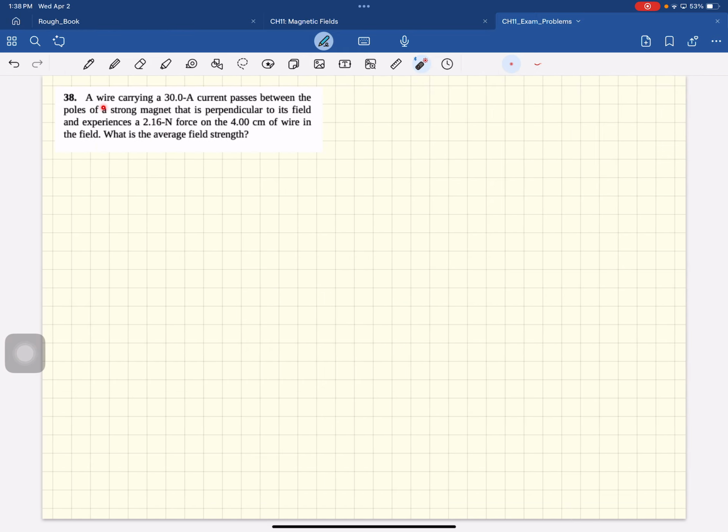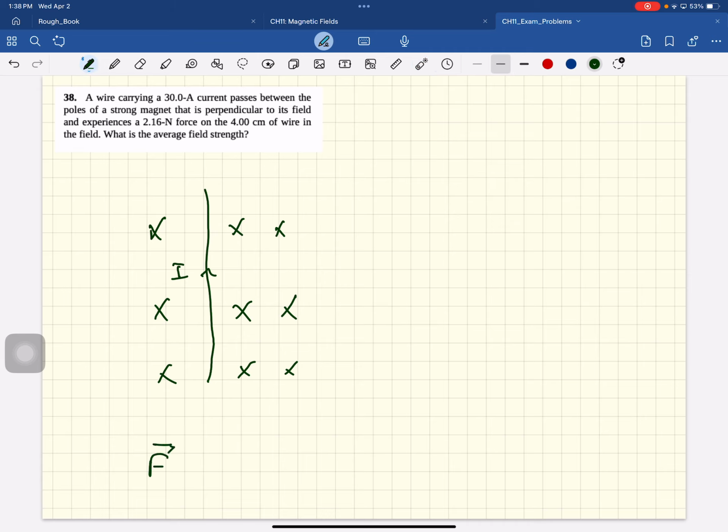Okay, this problem says a wire carrying a 30 amp current passes between the poles of a strong magnet that is perpendicular to its field. So let's say here's the field, and you have a wire carrying a current. What is the direction of the force on this wire? The force on the wire is given by I L cross B. L is the length of the wire, so L cross B, the force will be in this direction.